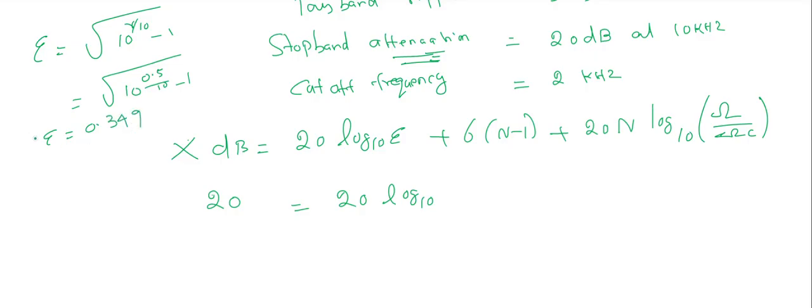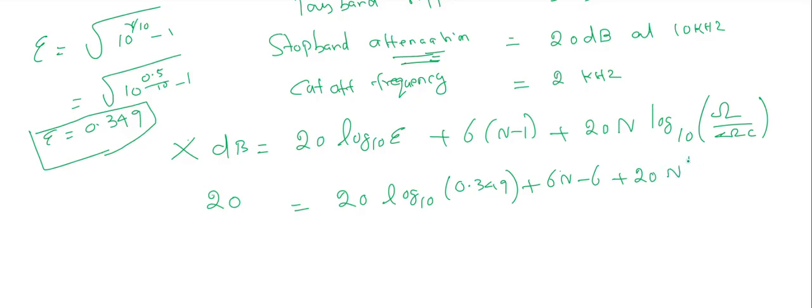So epsilon is equal to 0.349. Okay, use a calculator and cross check the value, then proceed to the next step. The next step, find the order of the filter n. So what is the epsilon value? 0.349 plus 6n minus 6 plus 20n log of omega s by omega p, that is 10 by 2, the cutoff frequency. So minus 6n on this side.